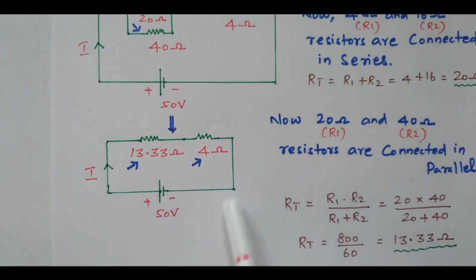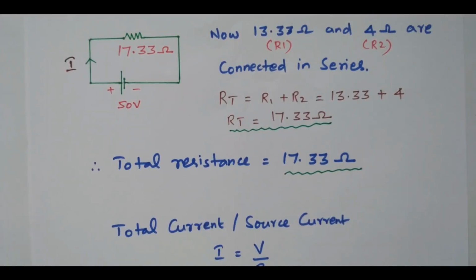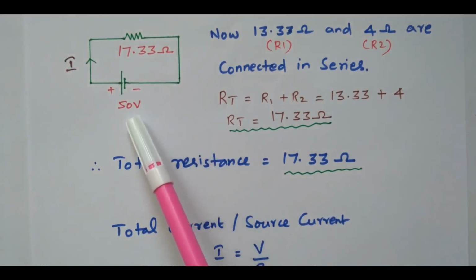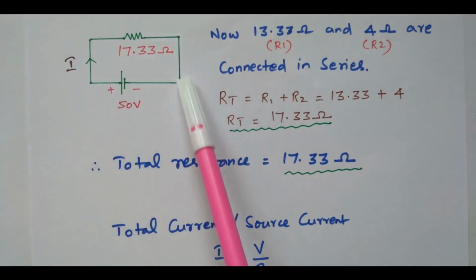By seeing this diagram, it is clear these two are connected in series. The equivalent resistance is the sum of these two. 13.33 plus 4 is nothing but 17.33. Right? Now we'll see this diagram. So this 17.33 ohm, then supply voltage is 50 volt and the current is I. Now it is converted into only a single resistor.